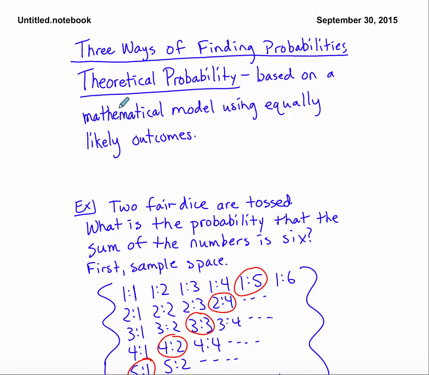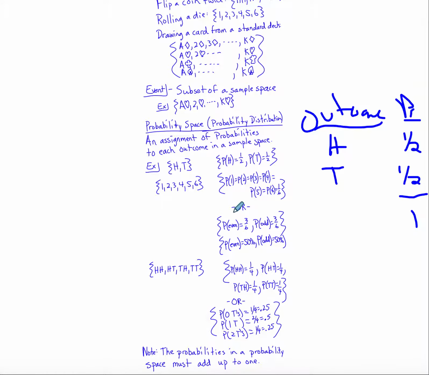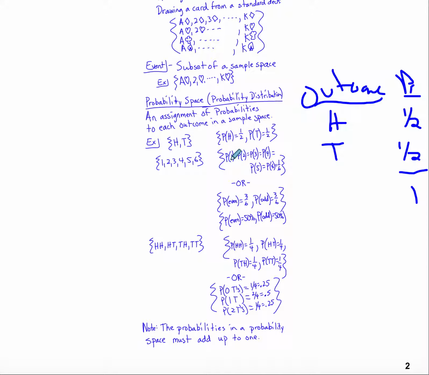There are 3 different ways of finding probabilities. One is what we call the theoretical probabilities, which is actually what we were just using in that last example. This is based on a mathematical model using equally likely outcomes. What that means is you have to know that the outcomes are going to have the same chances of happening. So going back to our examples here of our sample space, notice that the probability of 1, 2, 3, 4, 5, and 6 were all 1/6. They all were equally likely to happen. That happens if you have a fair die. If you don't have a fair die, then that doesn't happen.